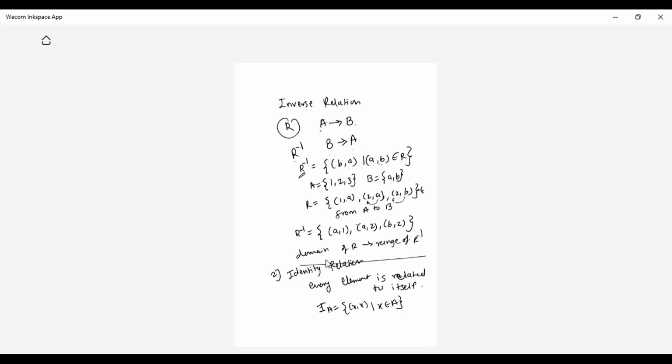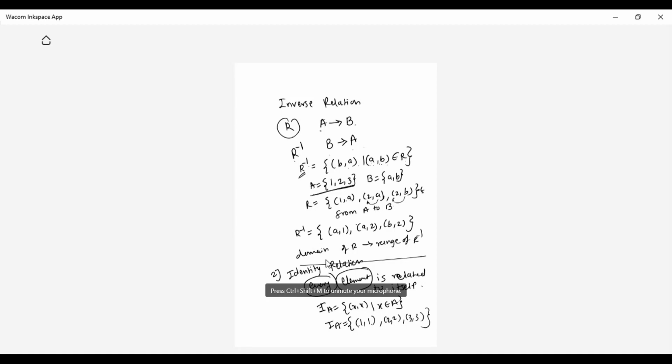Take a simple example. Suppose A is equal to {1, 2, 3}. Then how will I write I_A? Each and every element is very important. So how do I represent I_A? It would be (1, 1) because 1 is related to 1. Each and every element will be related to itself. (2, 2) and then (3, 3) would be the identity relation for the given set A = {1, 2, 3}. I hope you have understood this simple term.